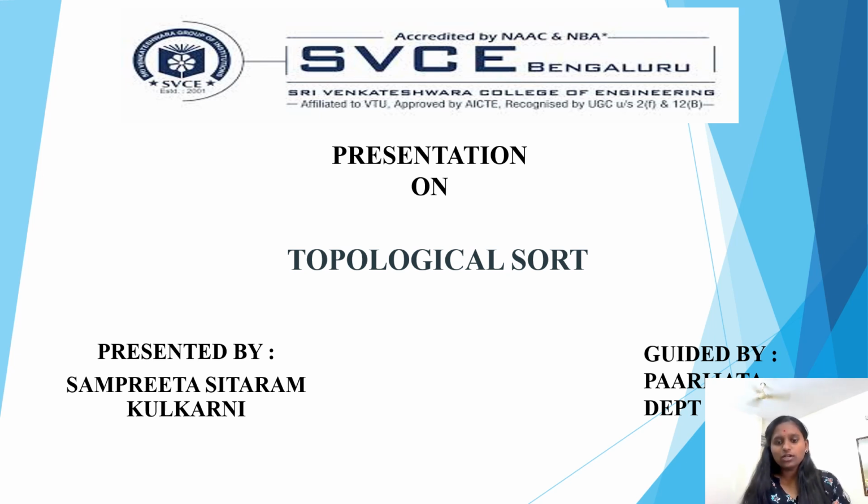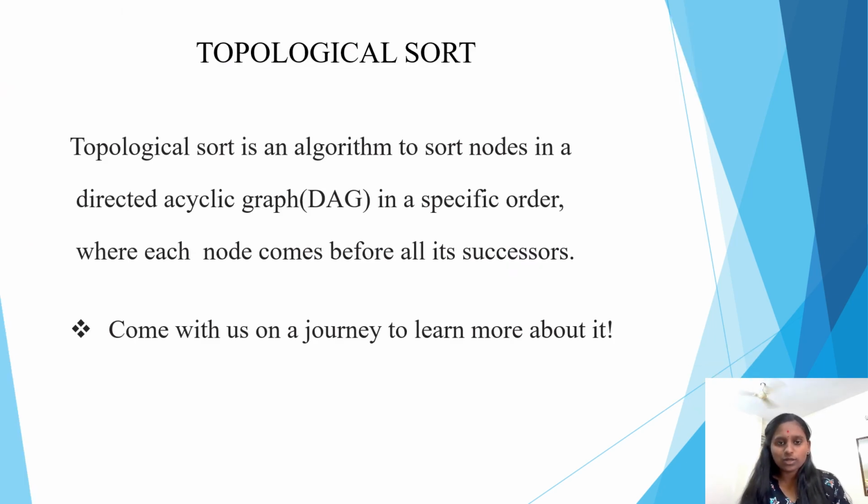Today we are going to learn topological sort. Topological sort is an algorithm to sort nodes in a directed acyclic graph, which is also known as DAG, in a specific order where each node comes before all its successors. Come with us on a journey to learn more about it.